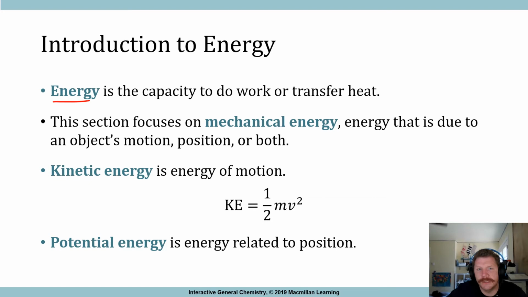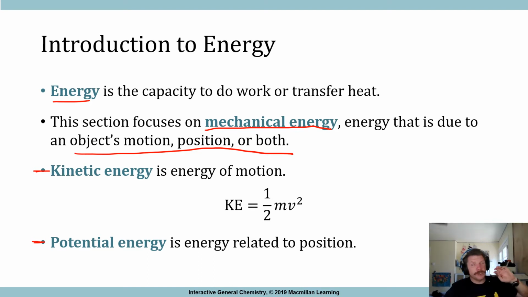This section focuses on mechanical energy, energy that is due to an object's motion, position, or both. We've got two major types of energy that we're going to be talking about, kinetic energy and potential energy. Kinetic energy is that energy of motion. Potential energy is related to position. Kinetic energy is equal to 1/2 times m times v squared.